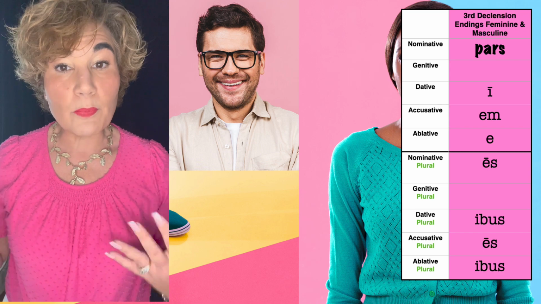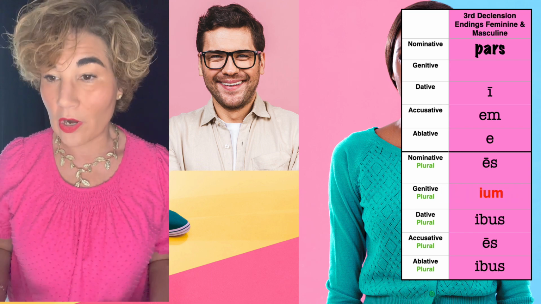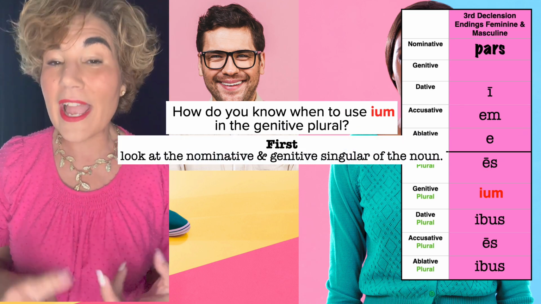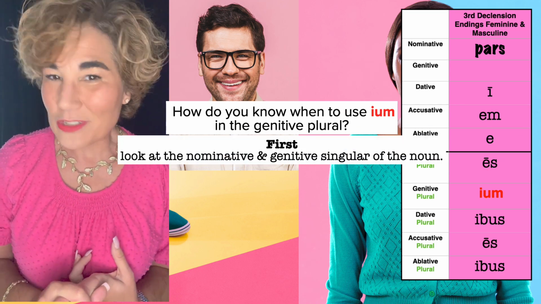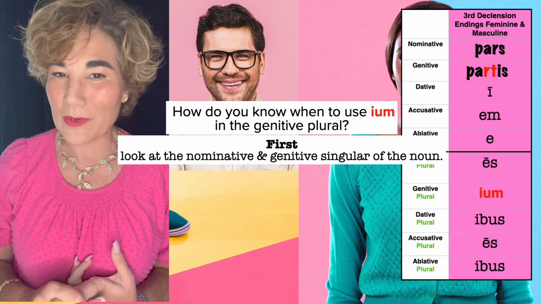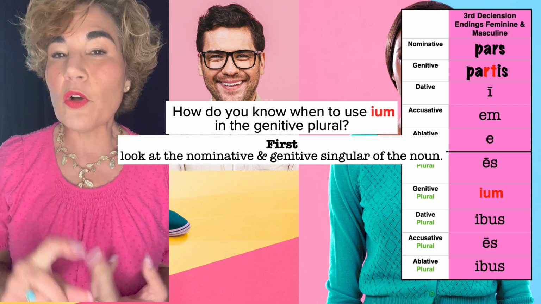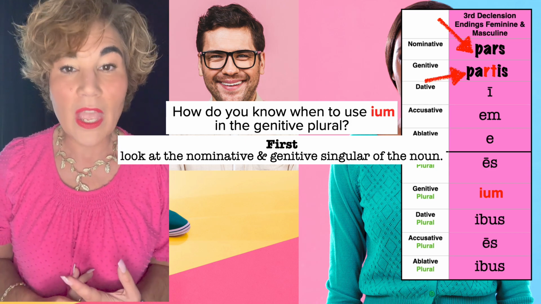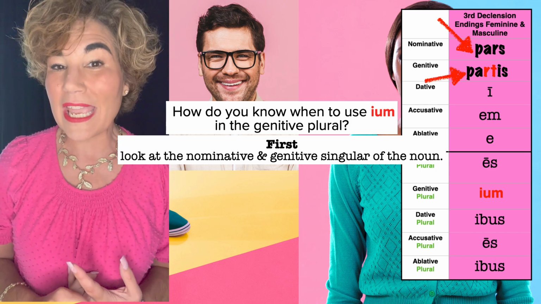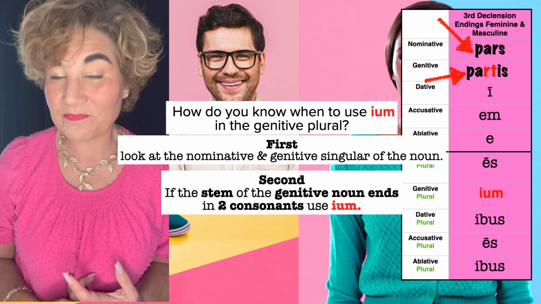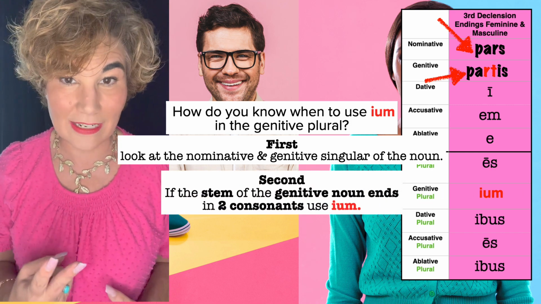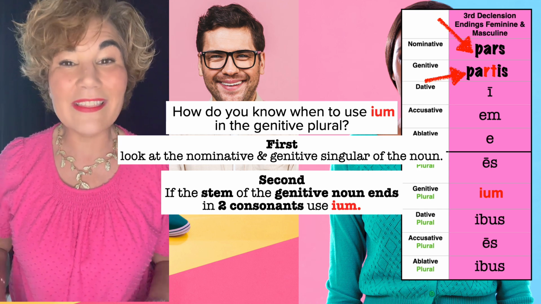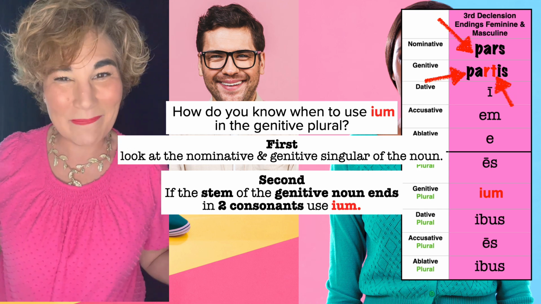Remember, we're going to look at the parts because these words are all like pars. The first part we're going to look at is the nominative singular and the genitive singular. I told you these were important, and now is when it comes in handy. So pars is various, and then partis with the is ending. When a noun in the genitive singular has two consonants next to that is, you're going to use IUM in the genitive plural. That's simple, right?